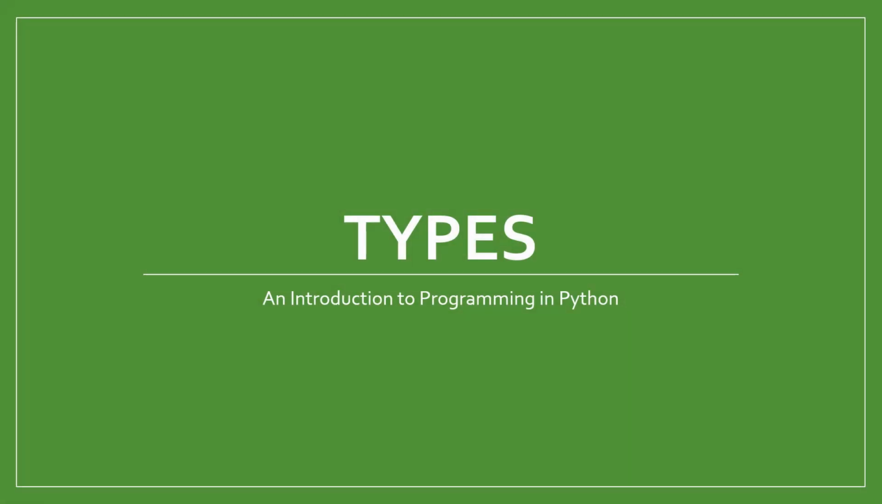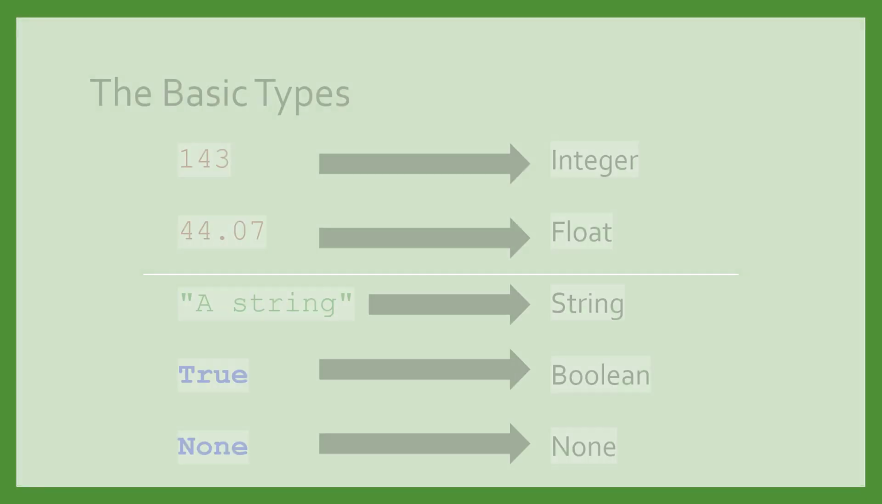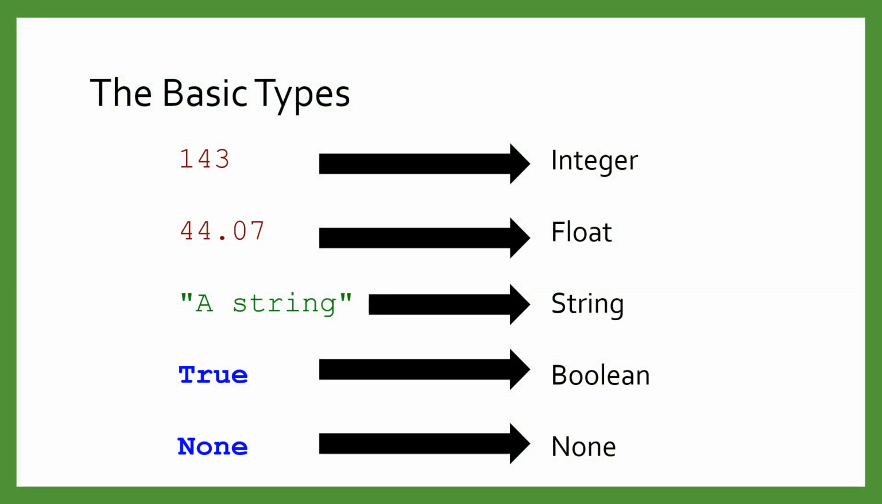Let's learn about types. All values in Python have a type. The 5 basic types are integer, float, string, Boolean, and none. There are many other types you will learn about later.